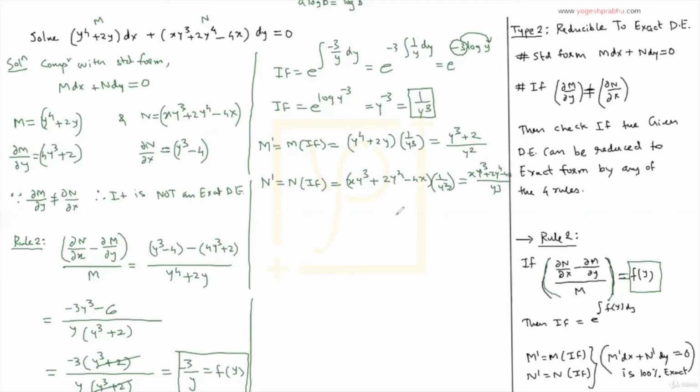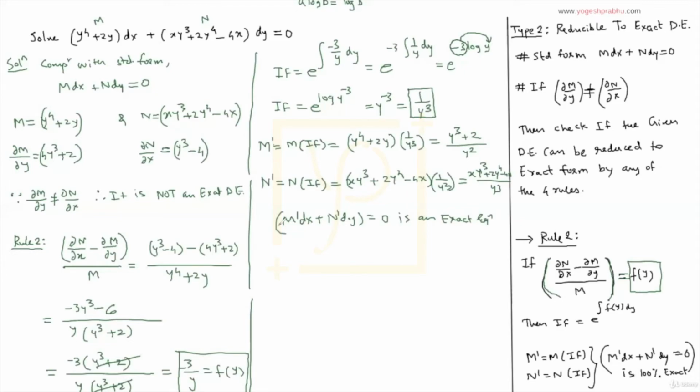Now look, when we find the IF with the help of rule 2 and we got the correct IF and then multiplied IF with n and m, and now we got m dash and n dash, you really don't have to check. You can straight away write down that this is 100% sure: m dash dx plus n dash dy equal to 0 is an exact differential equation. I've written over here m dash dx and n dash dy equal to 0. If you write it down, it is going to be 100% exact.